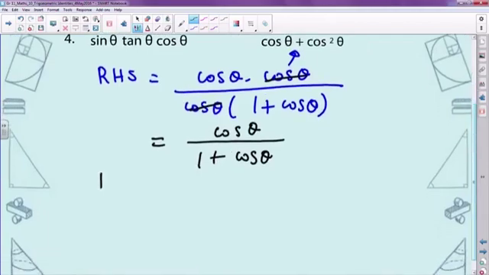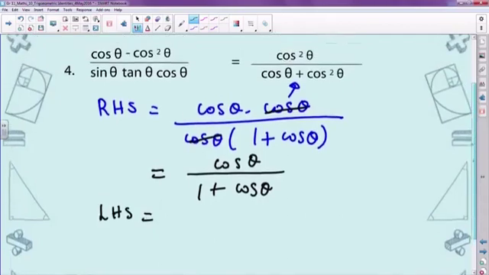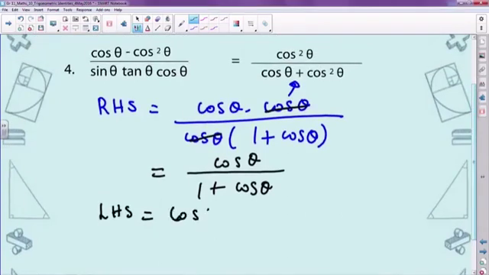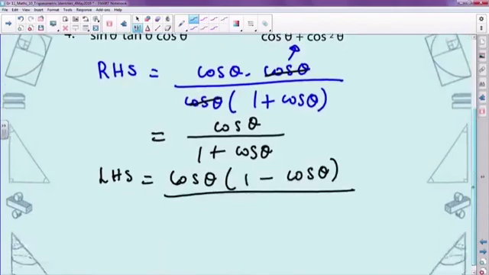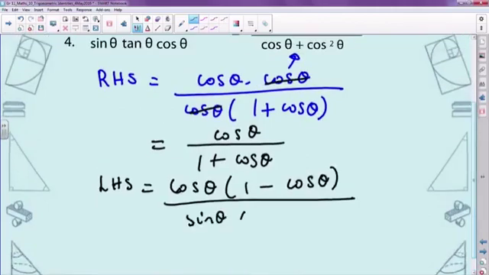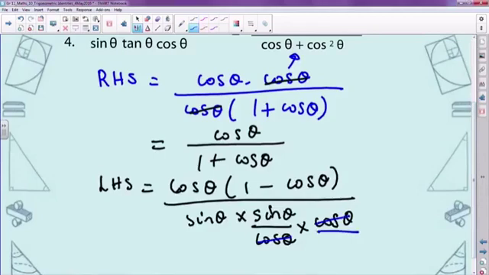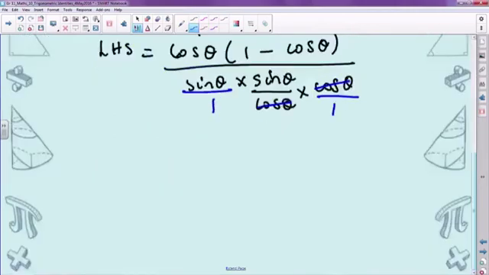Right, let's take our left-hand side, which is, you have a common factor of cos theta, bracket 1 minus cos theta, all divided by, that's sine theta times, what did we say about tan theta? That's sine theta over cos theta times the cos theta, right? Now, what happens? This divides that, so cos over cos, because you've got a 1 here, you've got a 1 there. And then, next, we have our cos theta, bracket 1 minus cos theta.